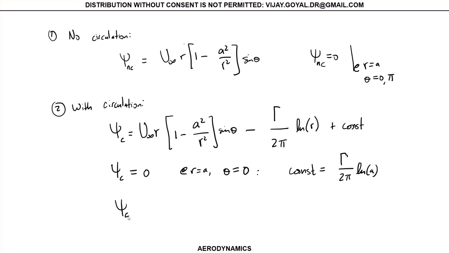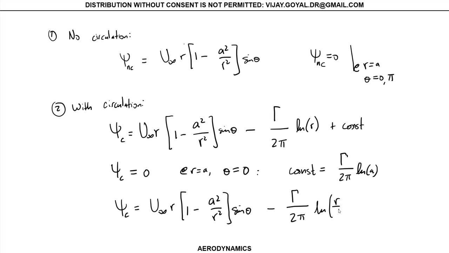We actually derived this in class, but you should always try to rederive this whole thing. So the total stream function for this problem is U infinity times 1 minus a squared over r squared, times r sine of theta, minus gamma over 2 pi natural log of r over a. So this is your stream function, and you need it so you can find your velocity.